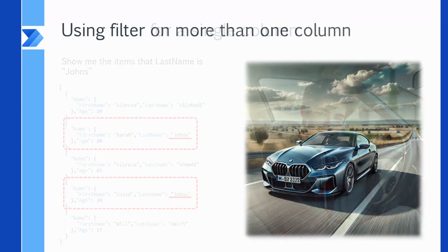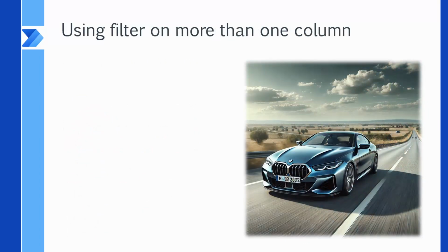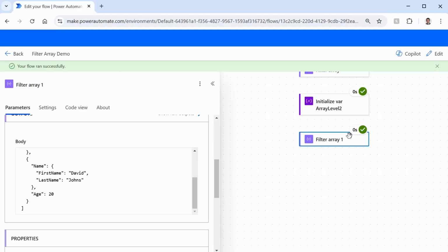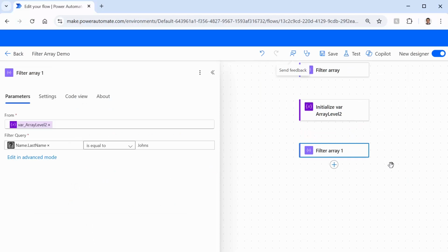Now, let's take it to the next level. We want to use filter on more than one column. So this time, I want to use exactly the same array, but I want to search for the items that have the first name as Ali Reza and the ages above 20. Because that's the same array, I want to use the same flow. So let me click on edit and click on filter array.